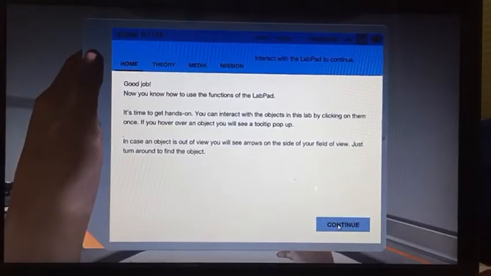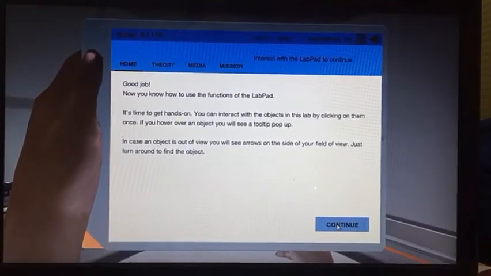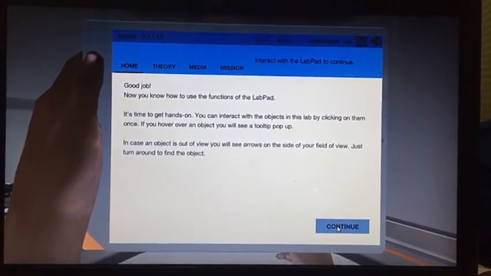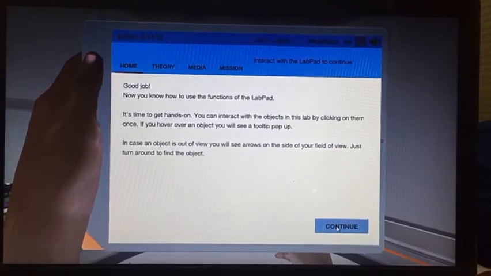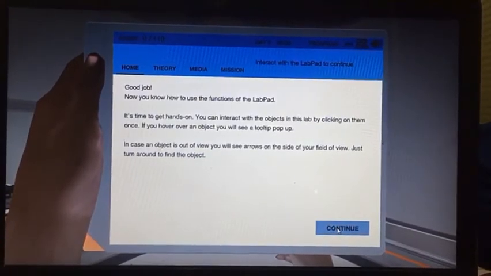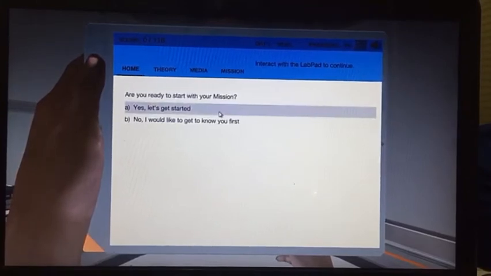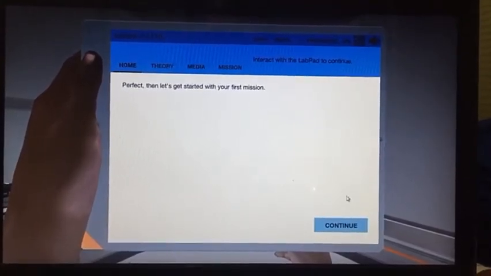If you hover over an object, you will see a tooltip pop up. In case an object is out of view, you will see arrows on the side of your field of view. Just turn around to find the object. Are you ready to start with your mission? Perfect, then let's get started with your first mission.